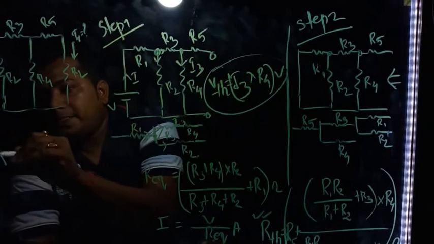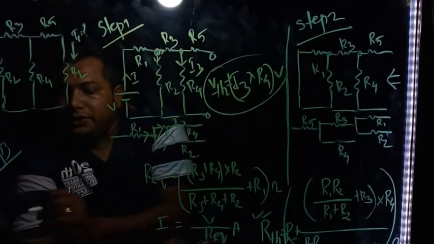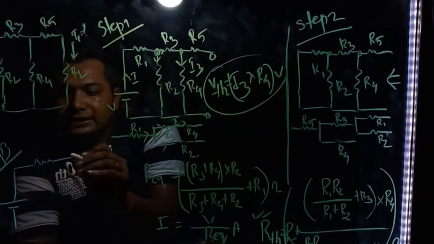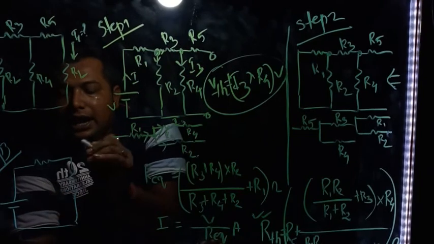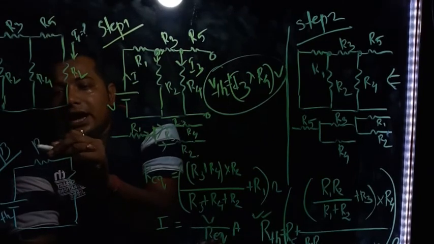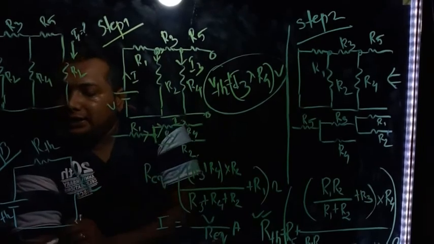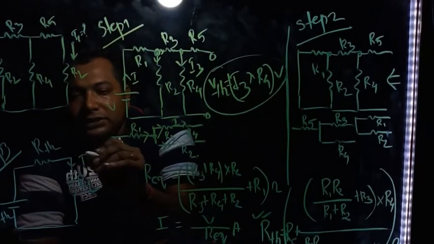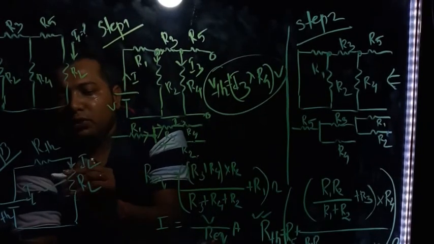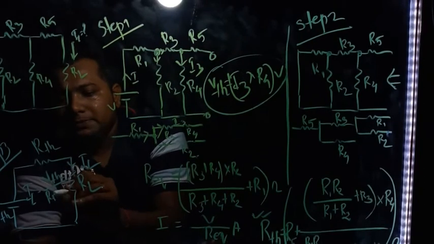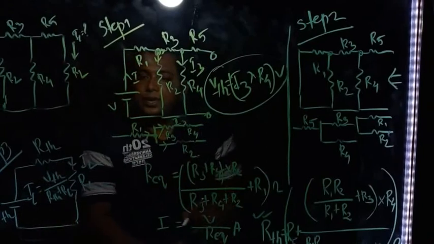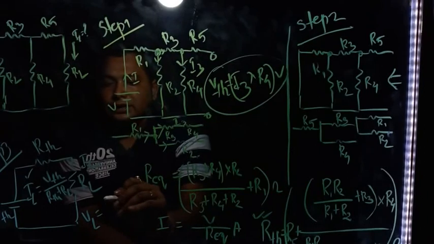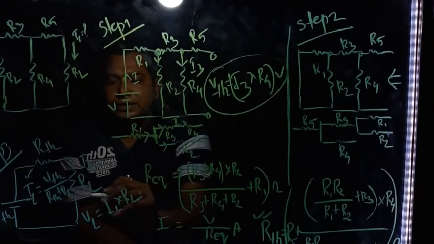So in step 3, we take the first step result, that is VTH, the second step result, that is RTH, and initially we had disconnected this RL. So this is VTH, this is RTH, and this is RL. All values are known to us because we have calculated them all. So find this IL. IL, can we write down Ohm's law, VTH by RTH plus RL? Yes, we can. So this is the current. Now if we want to find the voltage VL, IL into RL will give us the voltage across this.